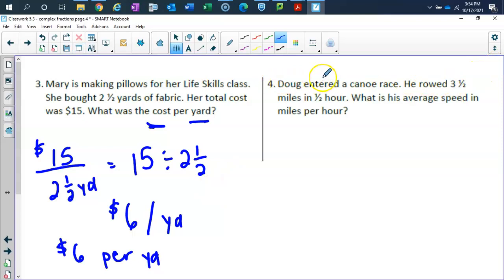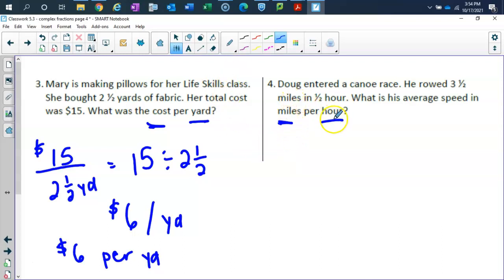Okay, Doug entered a canoe race. He rowed 3.5 miles in 1/2 hour. What is his average speed in miles per hour? Again, make sure you have a label. Go.